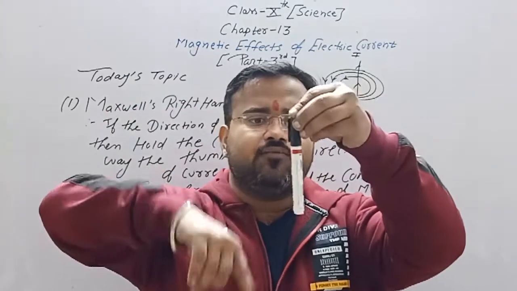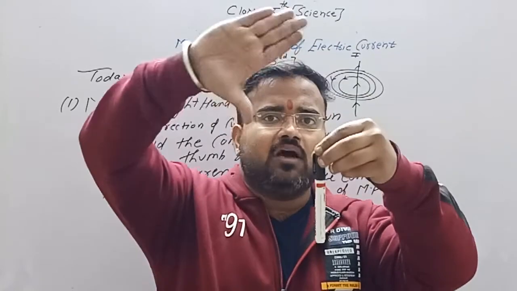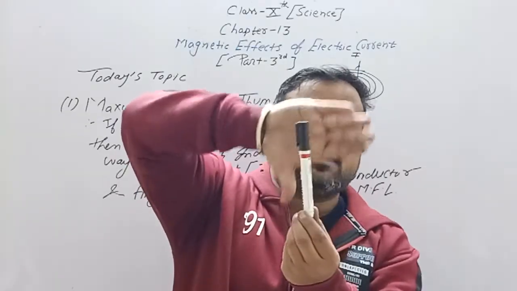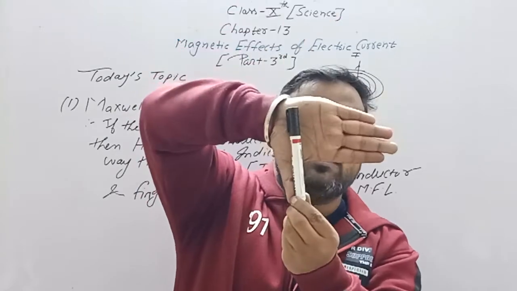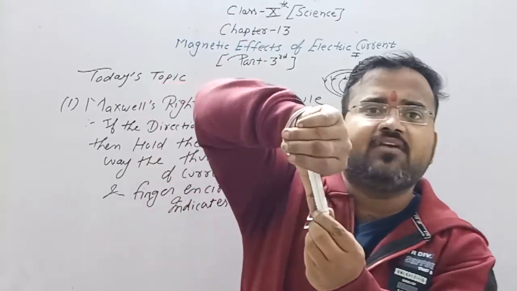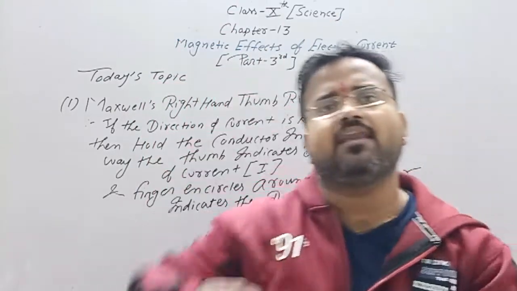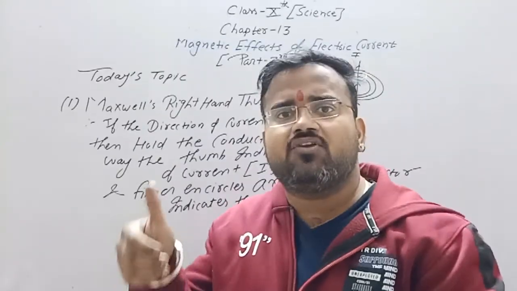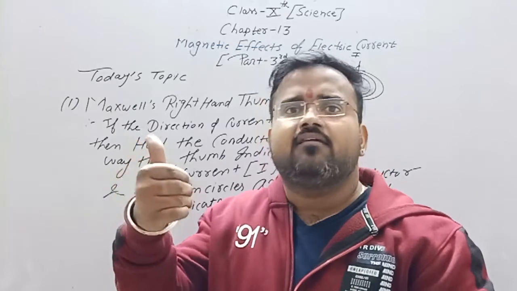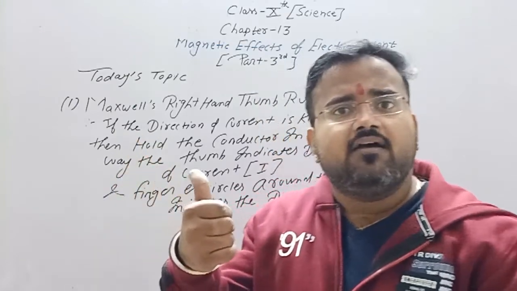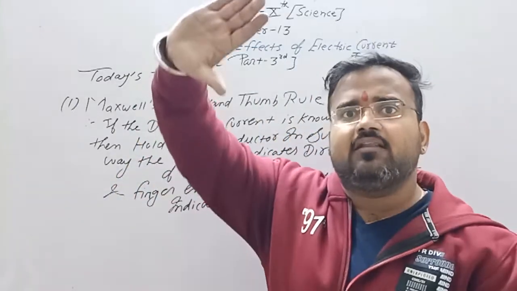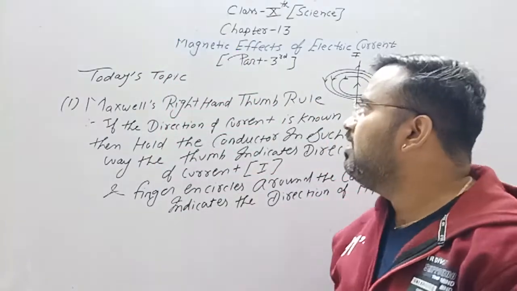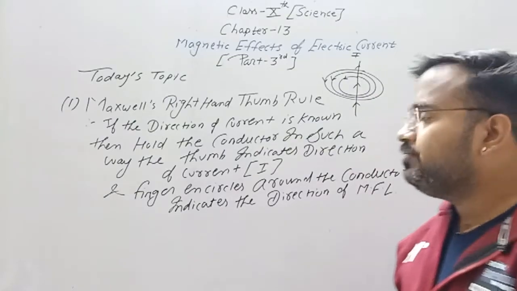See, suppose the current is flowing in downward direction. So the thumb indicates the direction of current. We'll hold this conductor in such a way that the thumb indicates the direction of current and the encircling fingers indicate the direction of magnetic field lines. So if the thumb is upward, that means the direction of current is upward, it is the anti-clockwise direction. If the direction of current is downward, it is clockwise direction. So this is the Maxwell right hand thumb rule.